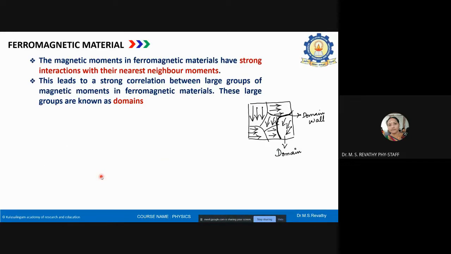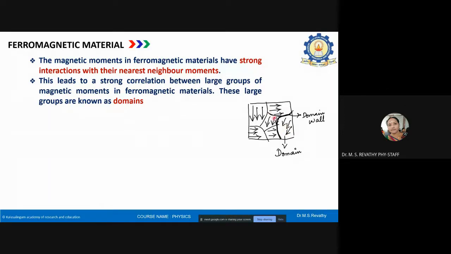In ferromagnetic material, I've just taken a ferromagnet in the form of a bar. Inside the ferromagnet, you have several compartments like this. These compartments are called domains. In each domain, the magnetic moments all point in the same direction. See, for this particular domain, all the magnetic moments are pointing in the downward direction, which indicates that the magnetic moments are all parallel to each other. So even in the absence of magnetic field, magnetic moment is present. Likewise, in each domain, the magnetic moments are parallel to each other.